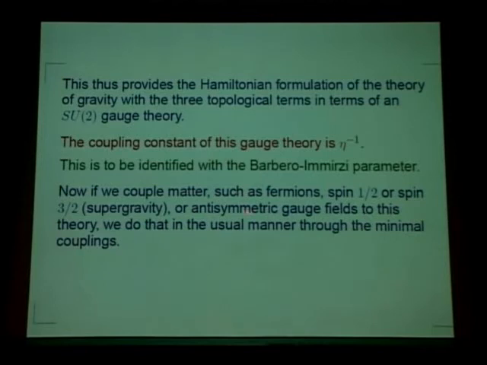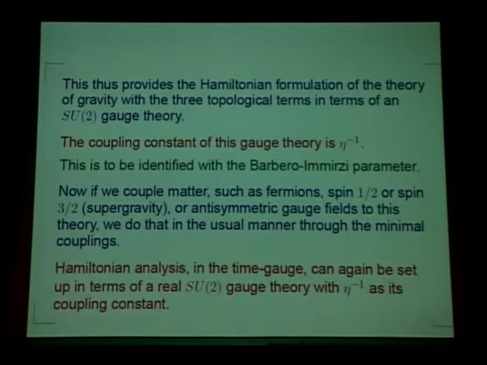Now if we couple matter such as fermions of spin half or spin 3 half, which is maybe a supergravity theory, or any other matter, antisymmetric gauge fields, to this theory, we do that in the usual way by minimal coupling rules. And a Hamiltonian analysis in the time gauge can be set up again for all such theories, and they will all result in a real SU2 gauge theory with inverse eta as its coupling constant. Yeah, I think that's all I have to say.